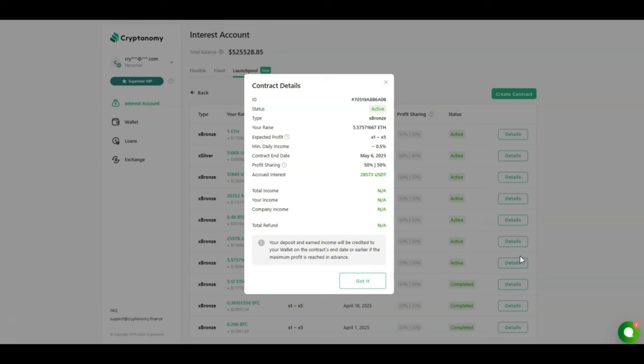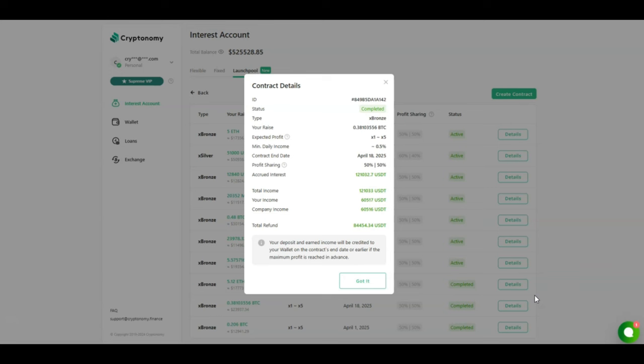When I start a year contract in the launch pool, it does not mean that my contract is going to last a year. Because as you can see, three of my contracts in the launch pool completed because I reached the maximum profit, and this is one of them where I accrued 94,000 profit and I received 47,360 USDT because the profit is 50-50 split between Cryptonomy and myself. So not a bad income, guys. In 2 months, one contract has given me $47,000.